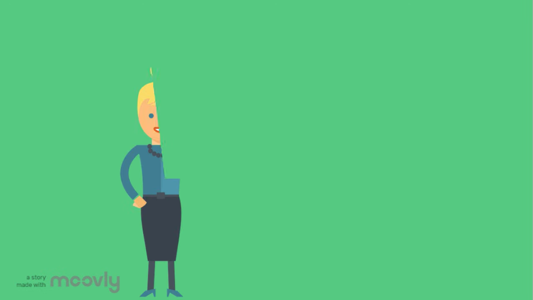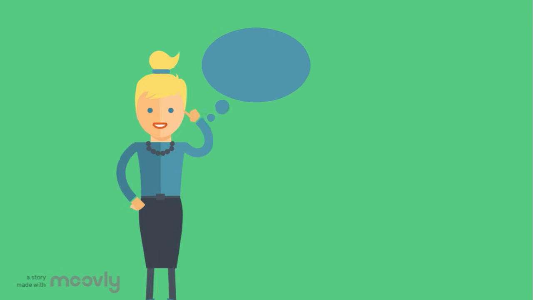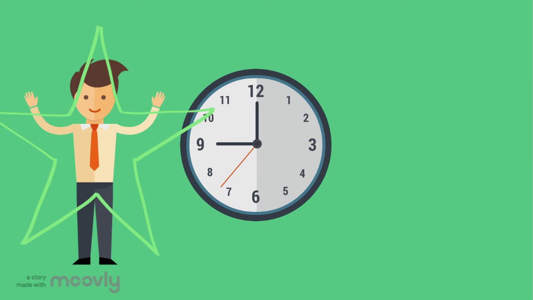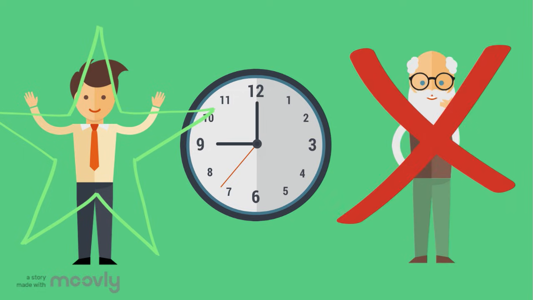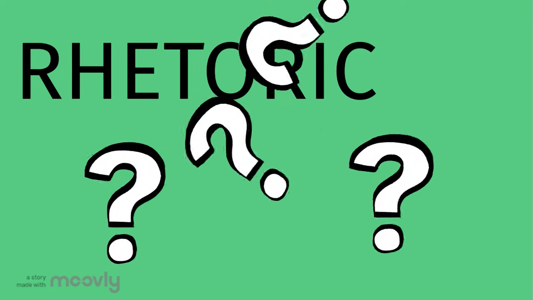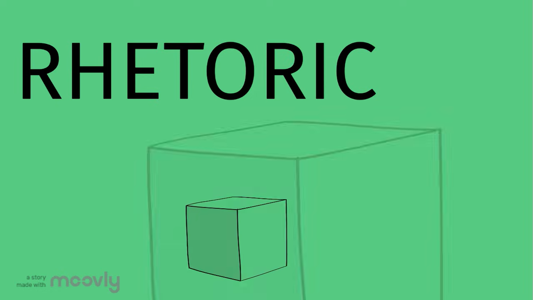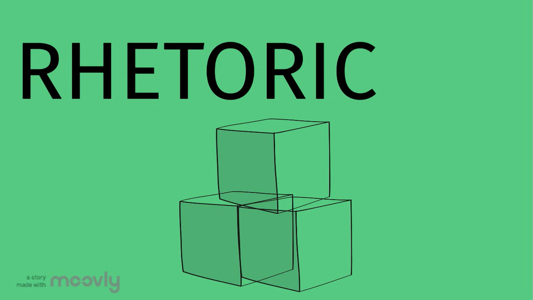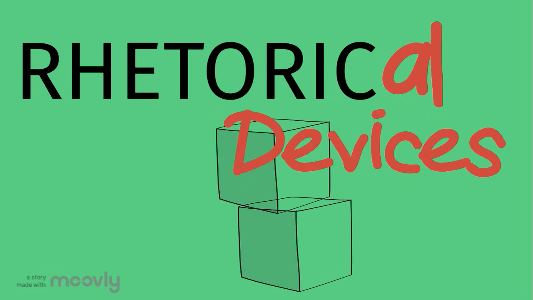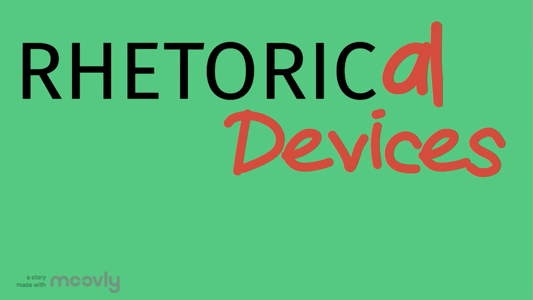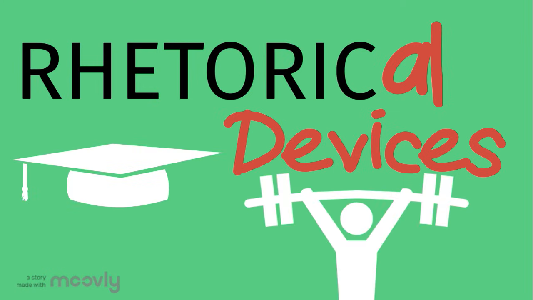What makes people remember a line from a speech? Better yet, why do some speeches stand the test of time while others are forgotten shortly after they're given? The answer is rhetoric. Now you might be wondering, what is rhetoric? Simply, rhetoric is language designed to have a persuasive effect on its audience. However, the real building blocks of strong rhetoric and great speeches are called rhetorical devices. Rhetorical devices are tricks that you can use to make your language more memorable and powerful to have a greater impact on your reader.